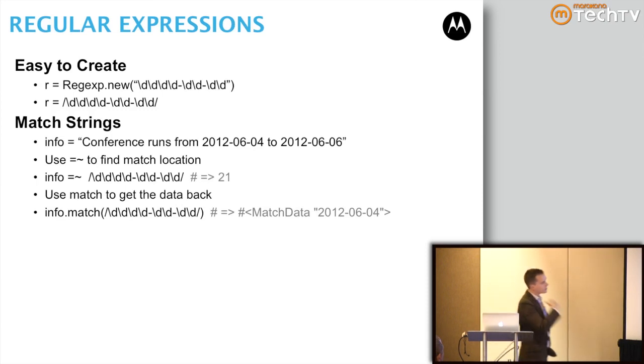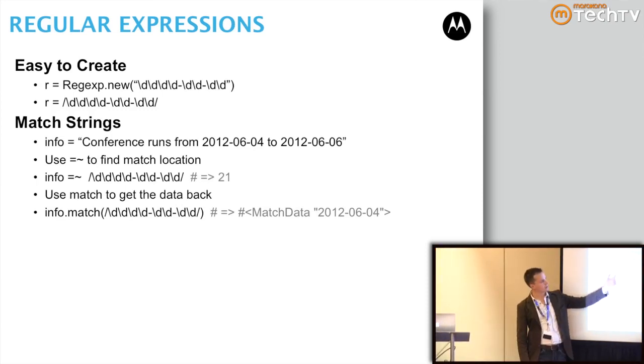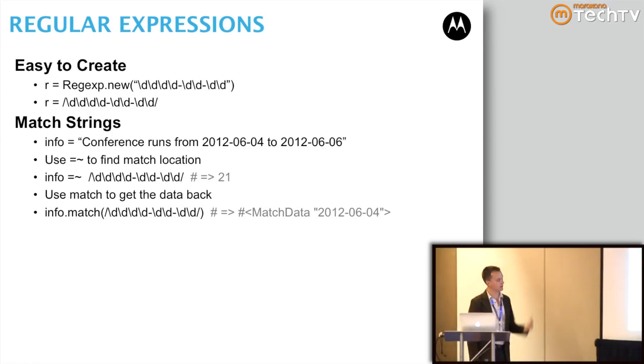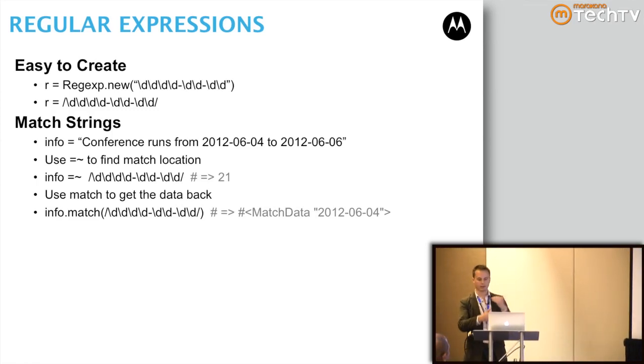I can use .match on that string instead, so info.match to get a match data object back that then I can call other methods on and get the data out. And there's a lot of other ways we can do match groups and pull data out using regular expressions.